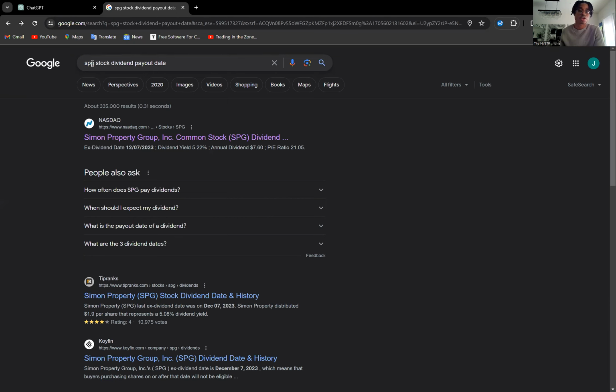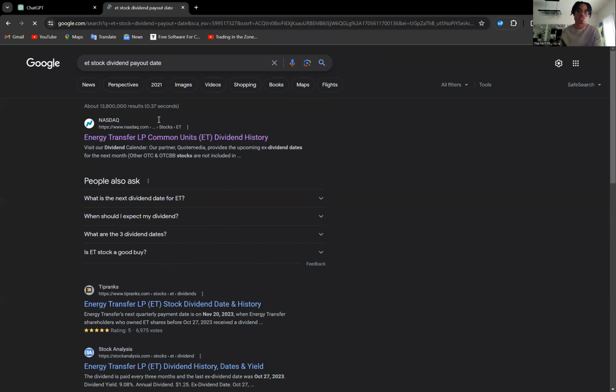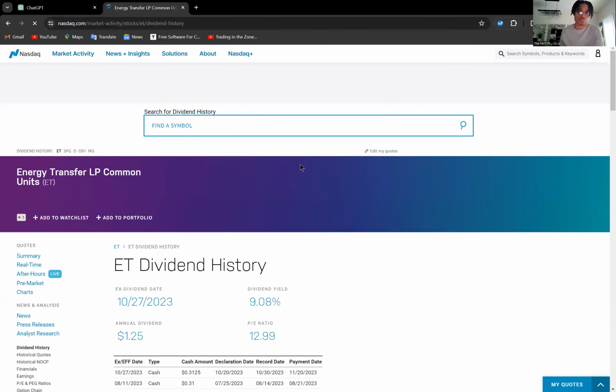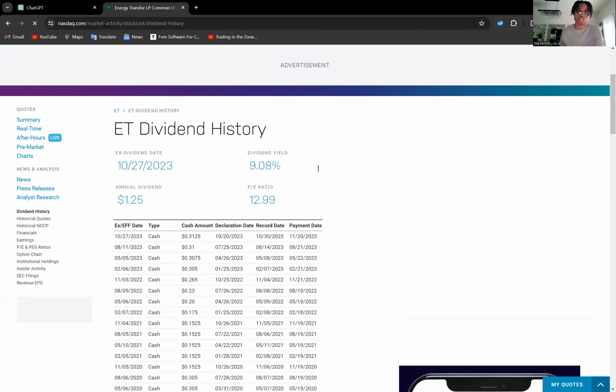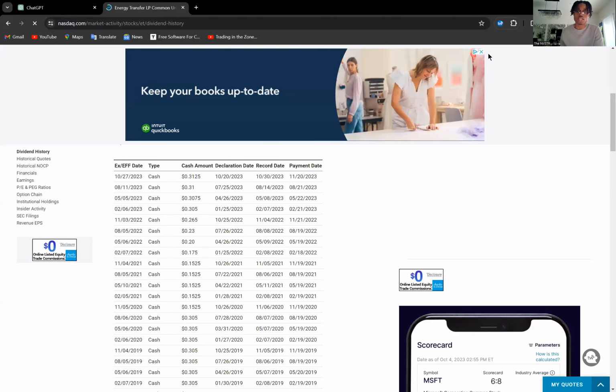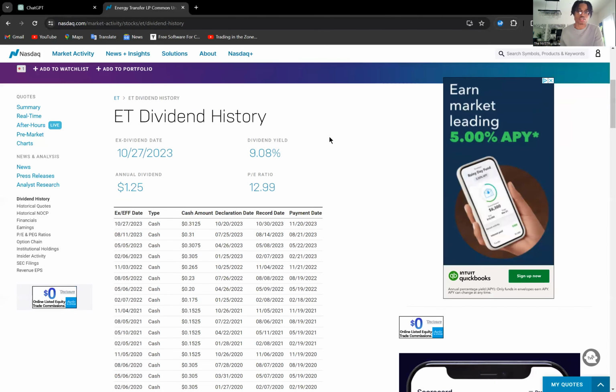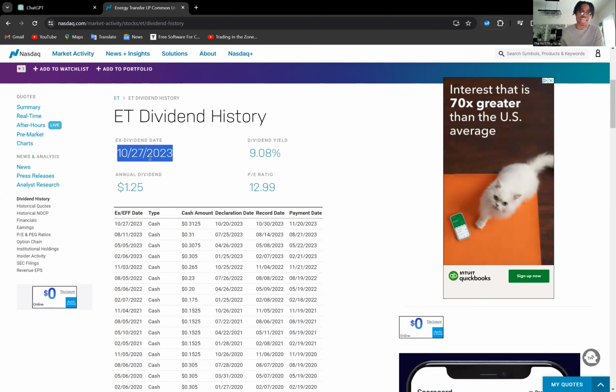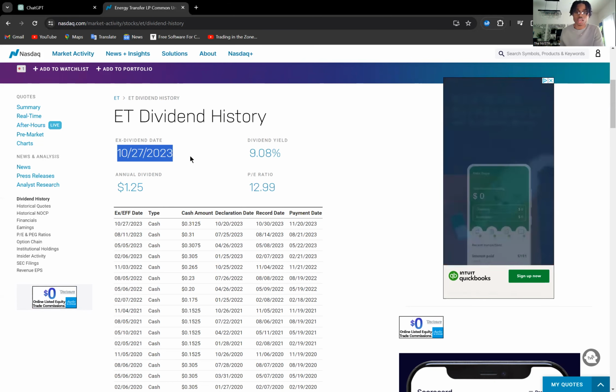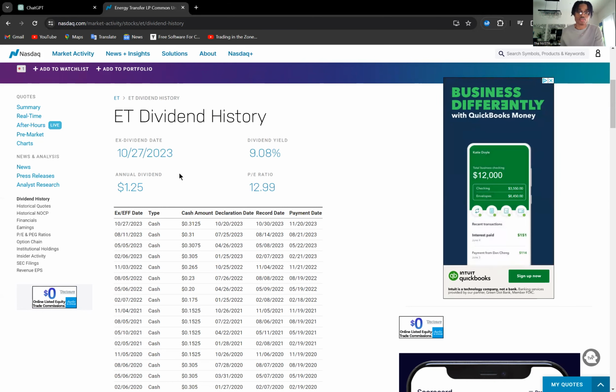Now our job is to figure out a stock that pays out during the second month of every single quarter. I also have Energy Transfer as part of my portfolio. Why? It's a recession-proof industry. It makes money, and it's a commodity that makes money in electricity. Okay, so once again, the ex-dividend payout date is 10/27. That is the most recent one that it's had for the most part.